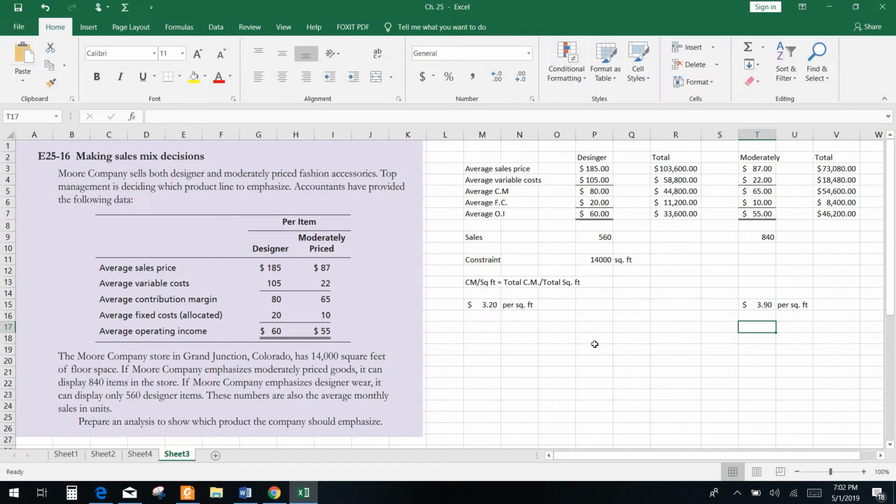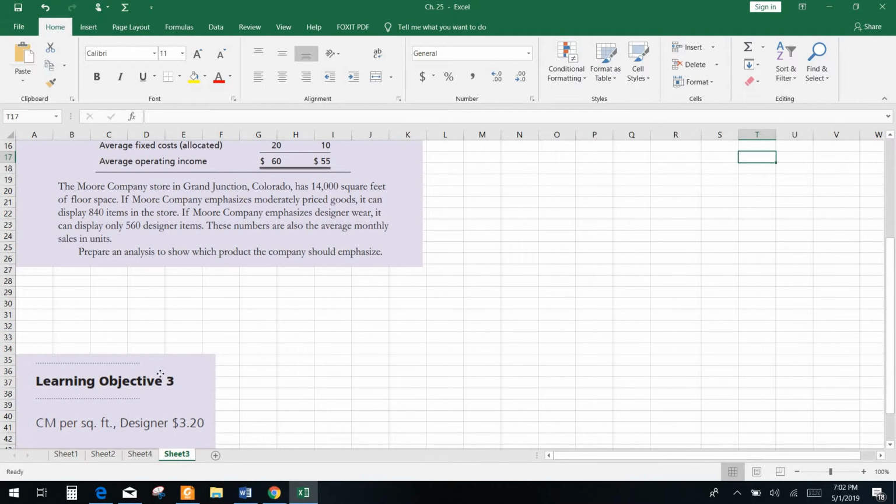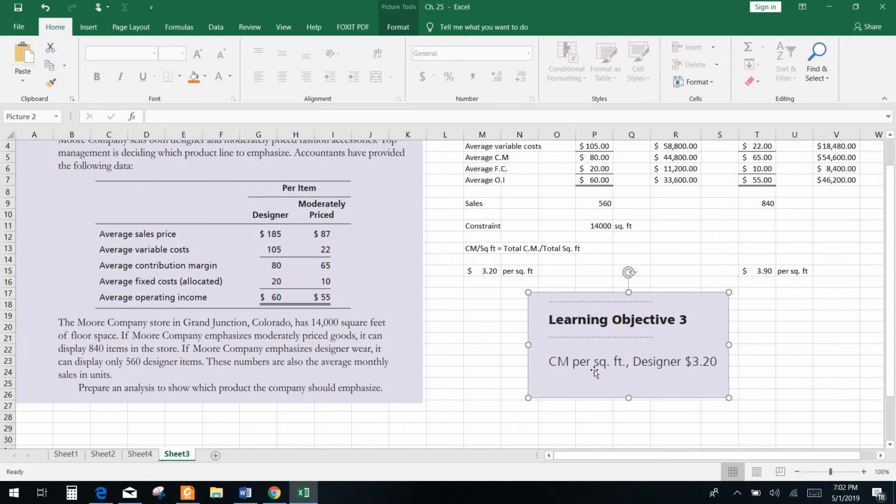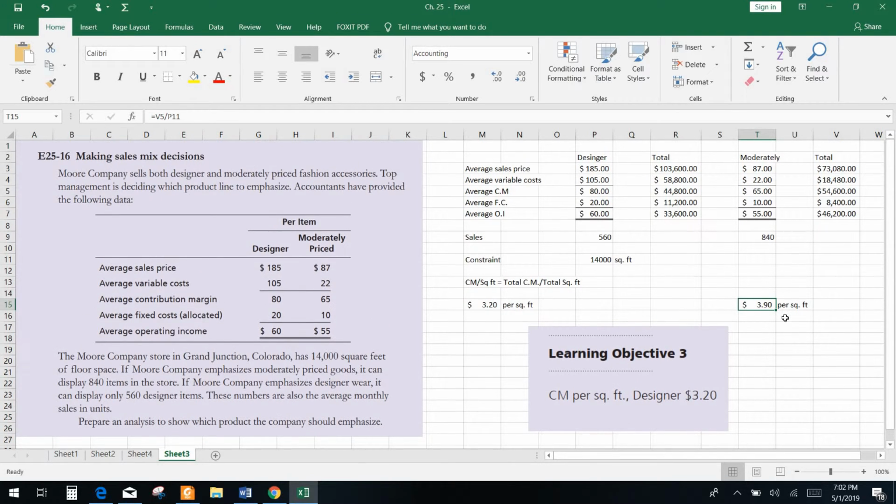Okay, and just to check the answer, I have the answer here from the book, and it doesn't give us the final answer, but it does say contribution margin per square foot for designer is $3.20, and that's $3.20. So that means we calculated it correctly. So this calculation is also correct because we calculated it the same way, and that means the answer is correct.